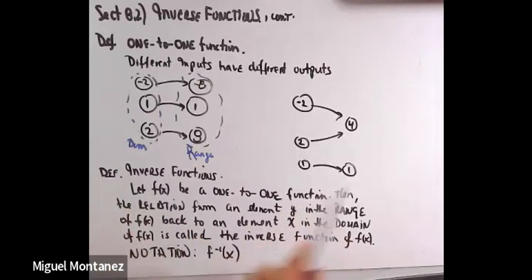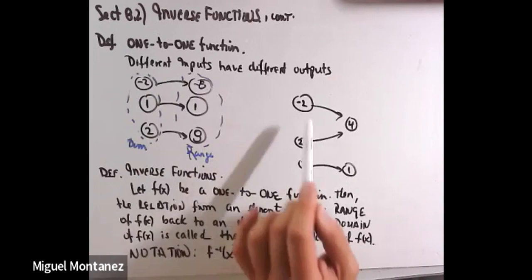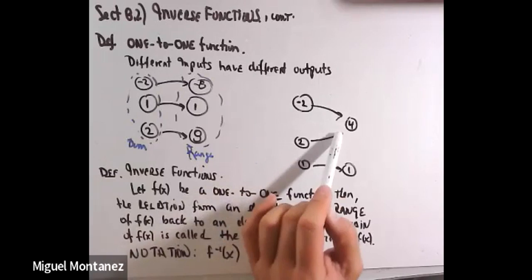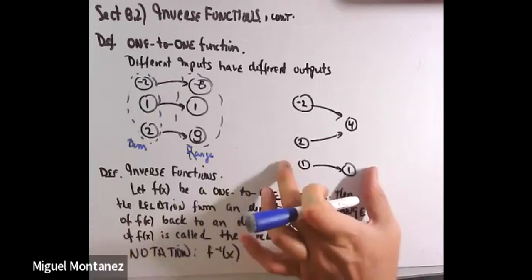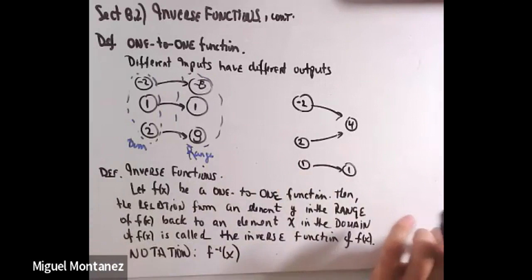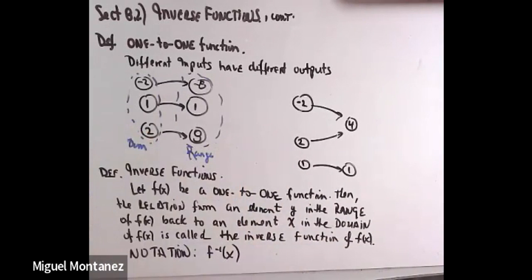So for this other example that I have here, this is not one-to-one. It is a function, but it's not a one-to-one function. It means that 1 goes to 1, that's good. However, both -2 and 2 go to 4. So this is a function, but it's not one-to-one. On the contrary, this one is one-to-one.